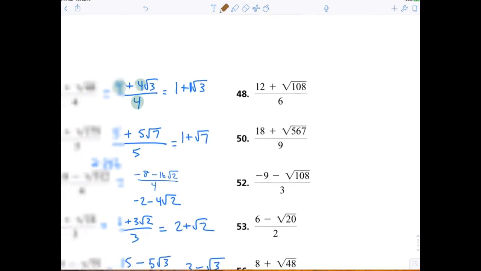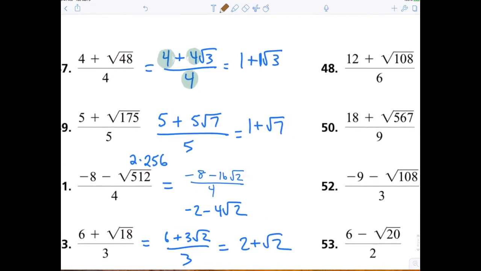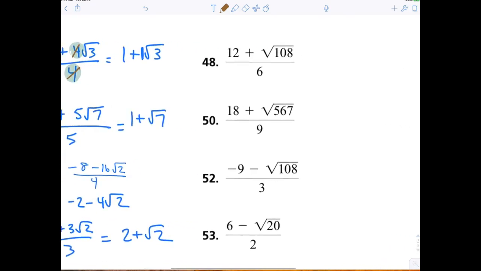Now, I'm just going to give you a quick heads up over here on 47. Let me show you how I did it over here. You can't just cross this out because it's bounded by addition and subtraction. So please look. What do I have to do? I have to simplify this, and then once I simplify that, I can reduce the 4's. All right? So let me help you with number 48 just to make sure.